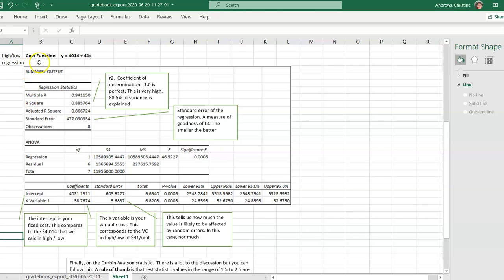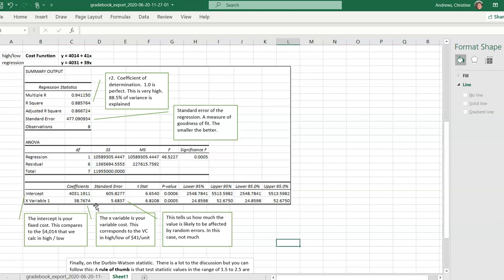So the high-low cost function is y equals 4014 plus 41x. For regression, it's 4031 plus 39x. I think that's terrific, it's just fine. You can see there's a big similarity between the high-low and the regression, so based on what we've seen so far, it's a good fit. And then the standard error here tells us how much of the value is likely to be affected by random errors.